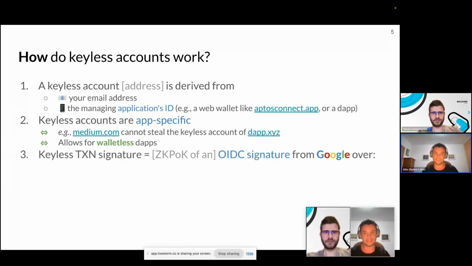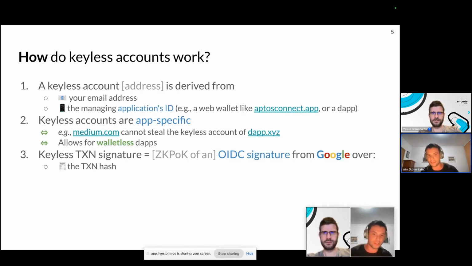All right, so now that we know what a keyless address account is and how they're tied to an application, whether it be a web wallet or a DApp, how do you sign transactions for such an account? At a really high level, you don't actually. Google signs them for you. But to prevent leaking your email address on chain, you're going to use some zero-knowledge proofs to hide that signature from the chain, but instead prove that you know such a signature, right?